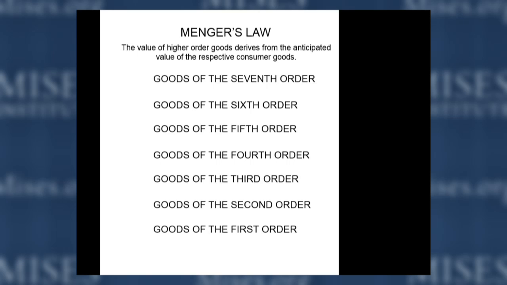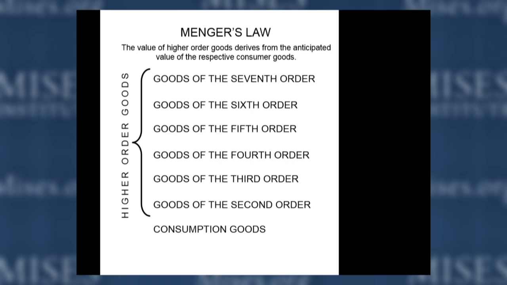Okay, so we get goods of different orders. Goods of the first order, right down there on the bottom, are actually consumption goods. And then second, third, fourth, fifth, sixth, seventh order are called higher orders. You see them; the seventh one is the highest one. So higher order goods are creating the consumption goods.